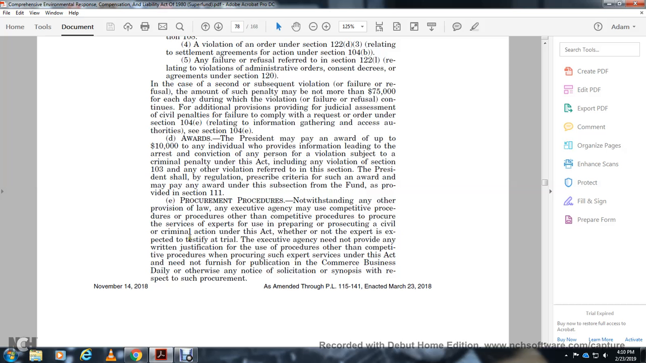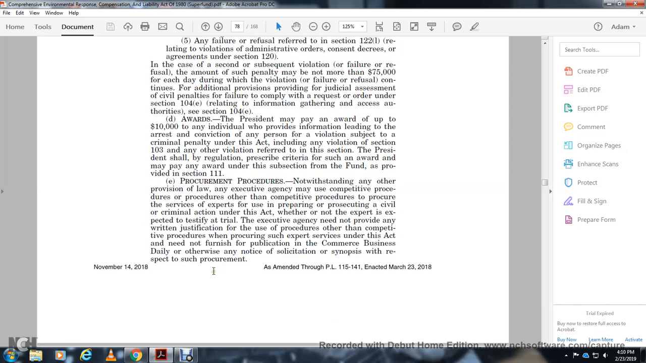Procurement procedures. Notwithstanding the provisions of any other law, executive agencies may use competitive procedures other than the usual ones to procure the services of experts for preparing and prosecuting civil or criminal actions under the act, whether or not the experts are expected to testify at trial, except that the agency shall provide a written justification for the use of other than competitive procedures, and need not furnish notice in the Commerce Business Daily or otherwise publish a solicitation synopsis of the respective procurement.